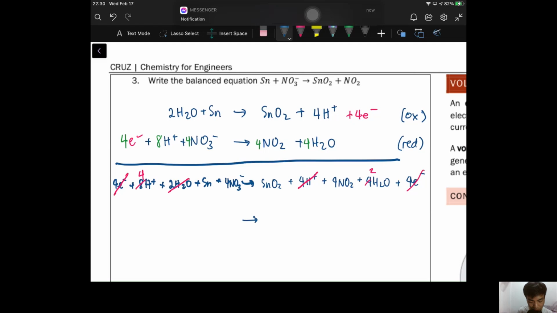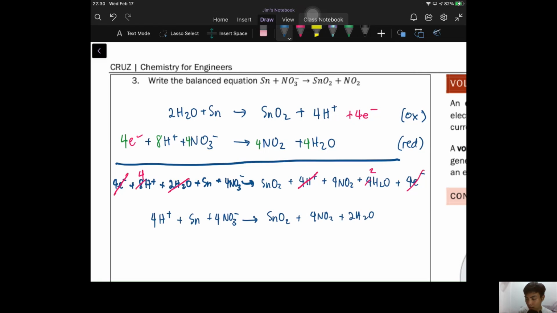So the final equation will be 4H plus Sn plus 4NO3 minus, producing SnO2, 4NO2, 2H2O. Okay, so that will be the final equation in acidic media. If you want to get the basic media, then add lang kayo ng OH dyan.